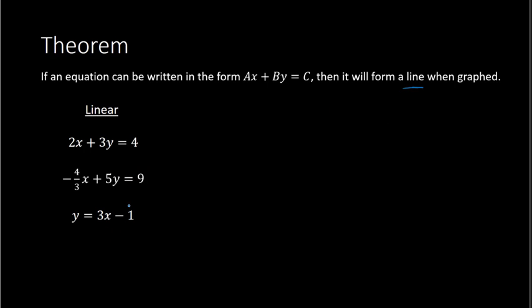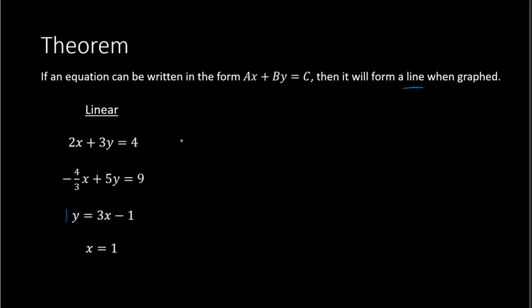Y equals 3x minus 1 would also be linear because we have something with the y, and then something with the x, and then a number. All right, so the number with the y would be a 1 in this case. And I can rearrange this to look more like the original format. So if I wanted to, I could bring the 3x to the left, and it would be negative 3x plus 1y equals negative 1. And that would look more like the other two types of equations that we had written right here.